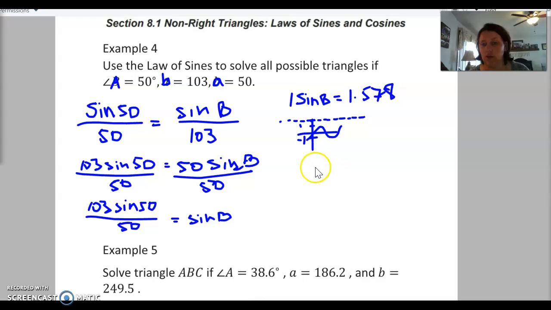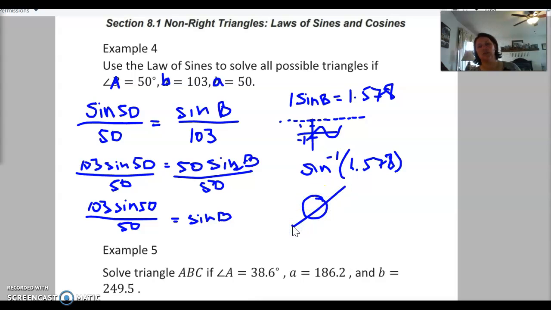The other thing you could do, if you didn't realize that, that's fine. You would just go on and do the arc sine of 1.578. Go ahead and try that on your calculator. What do you get? You notice if you try to do the arc sine of 1.578, you're going to get no solution or an error. So that is the one instance where you're going to get no solution for those types of triangles. And that's our answer.